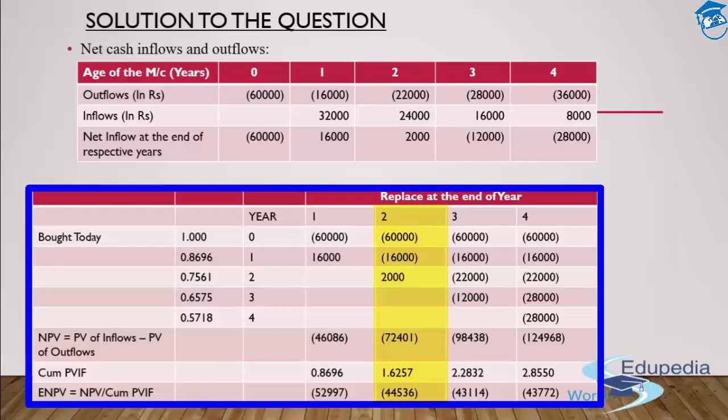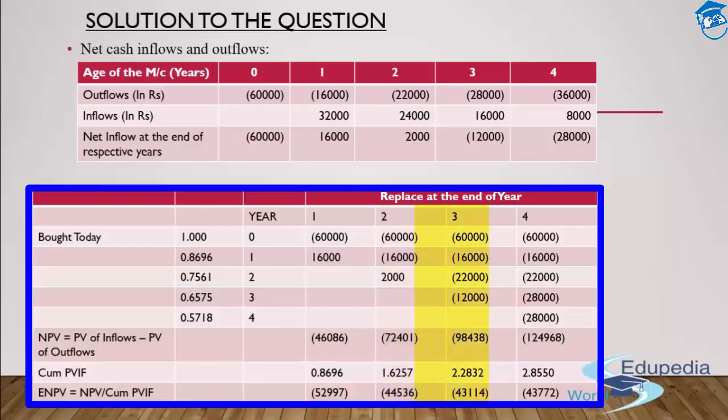So 60,000 rupees is my purchase cost. The 16,000 for the first year is going to be my opportunity cost for the second year, third year, fourth year, for all the years. So 16,000 positive in year 1, 16,000 negative in year 2, year 3, and year 4 as well. Now, coming to the second year, we'll be selling that machine for 2,000 rupees net inflow, as shown in the above table. I'll add that amount in year 2 against 0.7561, the present value factor of that date. This is all about year 2.